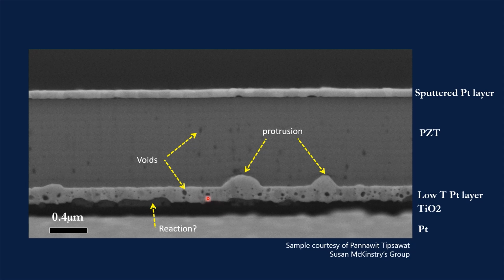You can see the platinum intruded into the PZT stack. You can see voids in both the PZT stack and the low temperature platinum layer. One thing concerned the user the most is something going on right here. Maybe silicide formation leading to device failure.